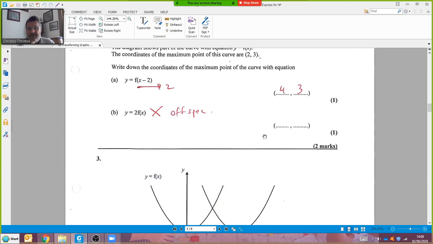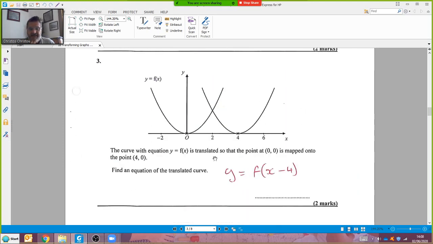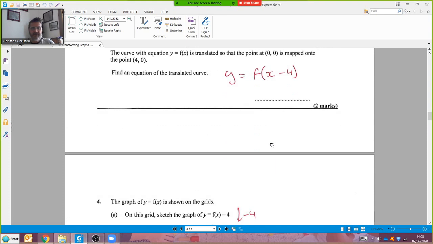That's off spec, don't make me do that. This one is, I want to go from 0, 0 to 4, 0. So I've slid across that way 4 units. In other words, I've used a vector 4, 0, which means it must be y equals f of x minus 4. Now, too many of you wrote down f of x minus 4. No, that's not an equation, that's an expression. You need to write the entire new equation. Y equals f of x minus 4, okay? So I probably would have given you 1 tick for that. Too many of you did that. That's why. It's not like complete, is it? That's question 3 done.